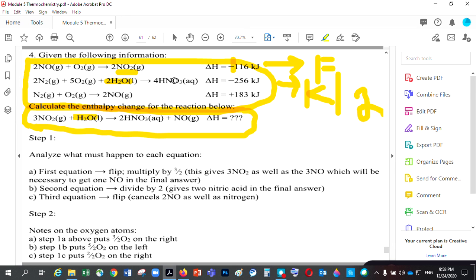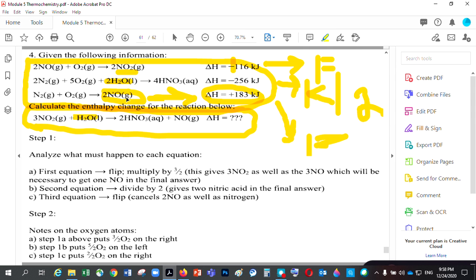Now, if we flip the first one, then we have the H2O, but this one here, because the NO is on the other side, look at the NO here. Look at this one here. And here when we flip it, it will come to the other side. So it looks to me, this one here, we have to be careful about it. So we have to flip it as well. So number three here, flip.